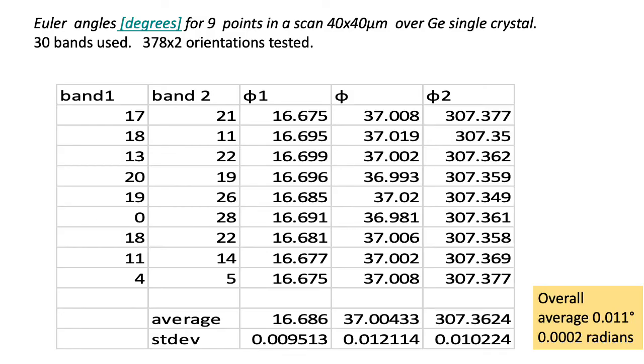We can obviously look directly at the orientation measurements, and the results you're seeing are for 9 points on a scan for the single crystal germanium, and we can see from the average values that the error is something like 0.01 degrees, that is 2 parts in 10,000.